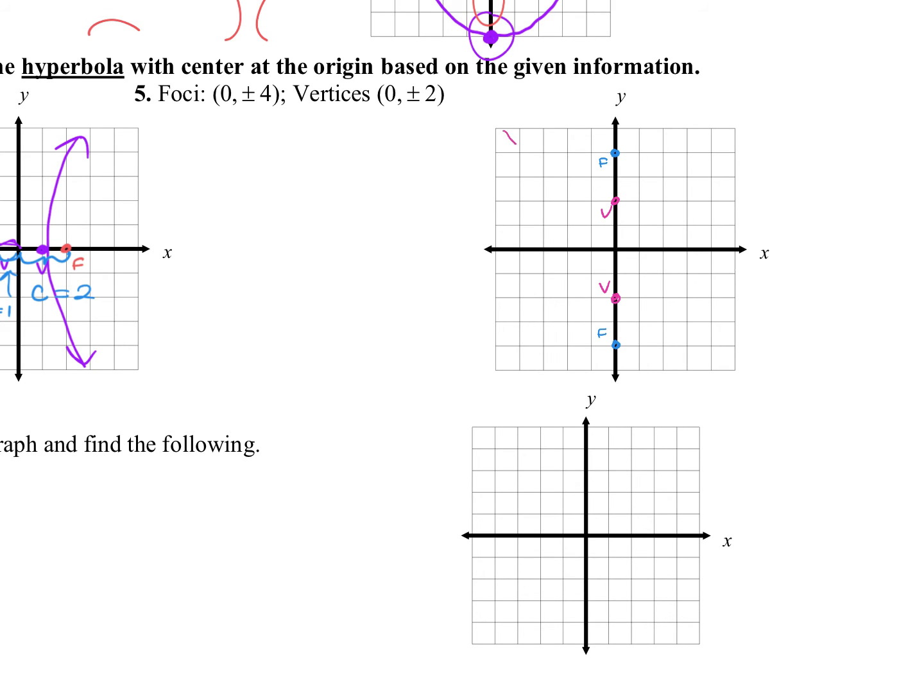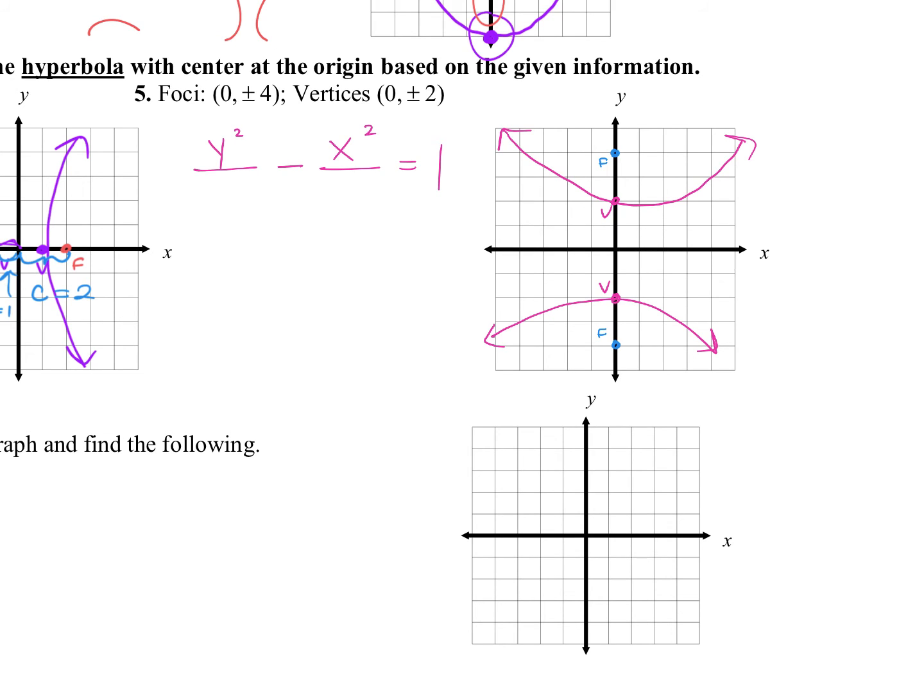hyperbolas are following, ooh, that was terrible, this general curve, right? Opening up and opening down. So what we're going to do here is try to figure out what our equation is. And remember, your vertices always come first in hyperbolas, and our vertices are on the y-axis. So it's going to be our y squared first. So it's y squared over something minus x squared over something equals 1.